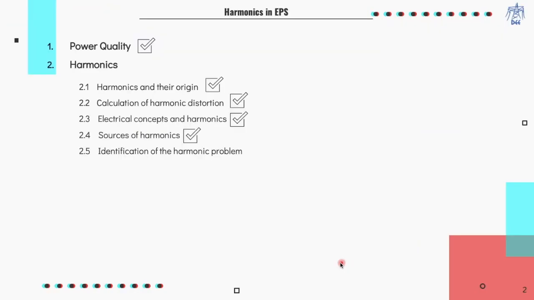In previous videos, we learned the fundamentals about harmonics, such as their origin, their characterization as total harmonic distortion and individual harmonic distortion, a review of electrical concepts in the presence of harmonics, and some details about the main sources of harmonics. We will now learn how to identify harmonic problems in an electrical installation, and to which level they affect us.